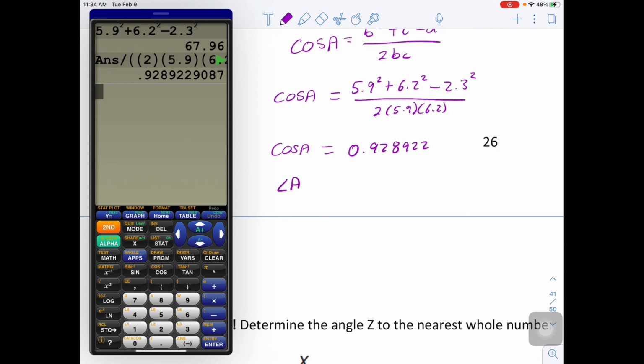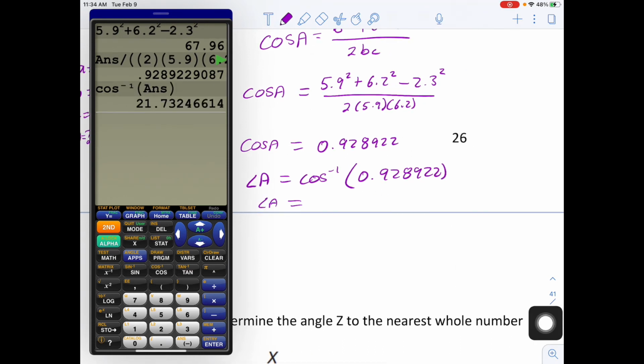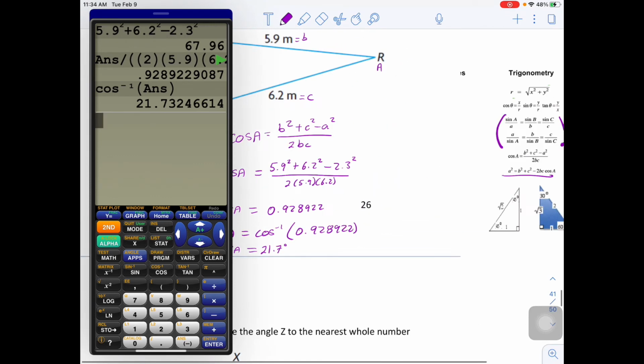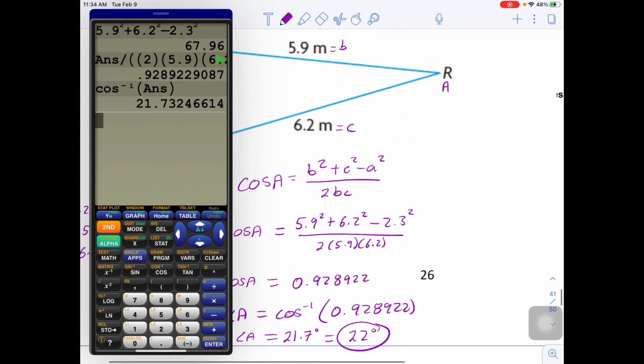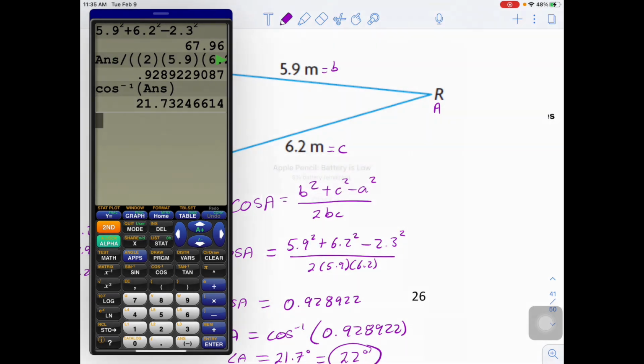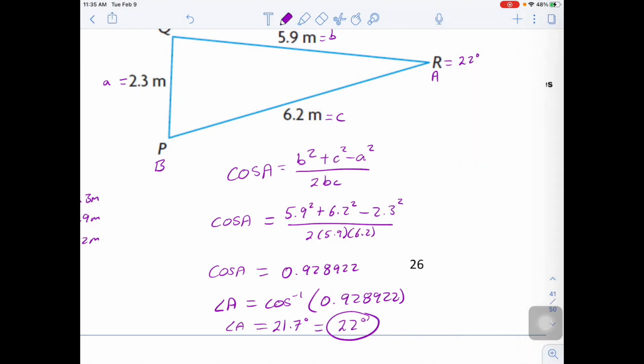So to figure out the angle of A, we're going to take the inverse cosine of this number. So second cosine, and then I'm just going to press second answer, because remember that answer is the previous solution you just found. So this will be 21.7 degrees. And what does it round to? The nearest whole number. So this will be 22 degrees. And there's your final solution. We found angle A, which is angle R. So this is 22 degrees.